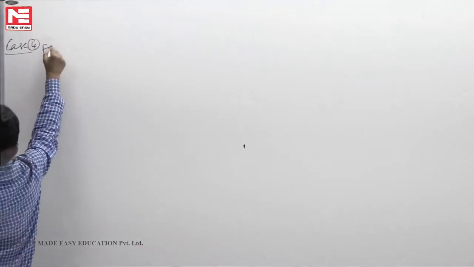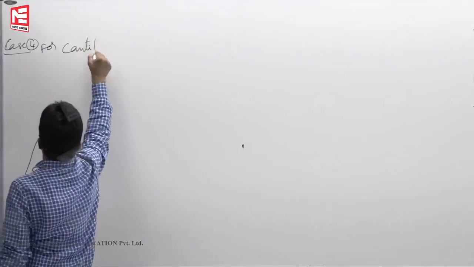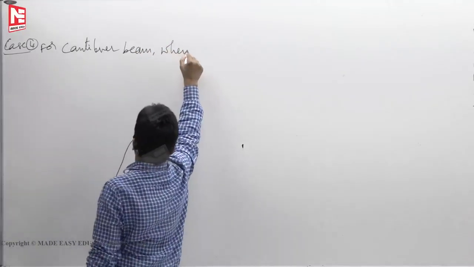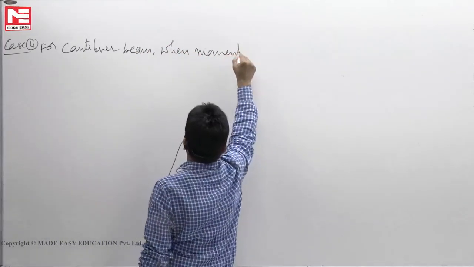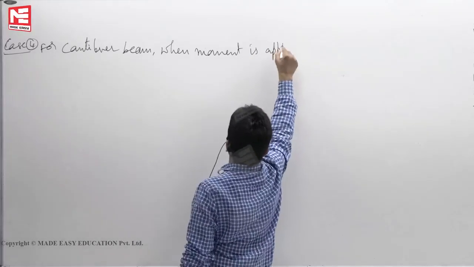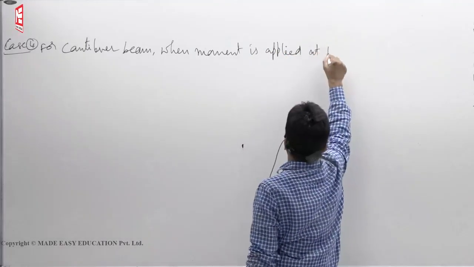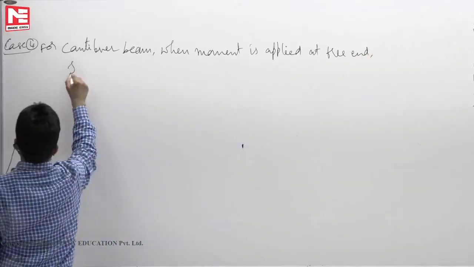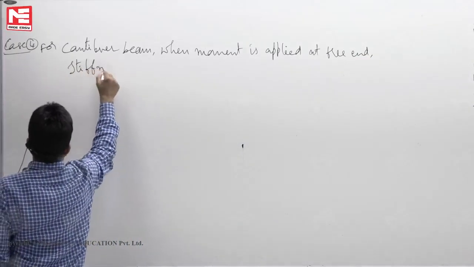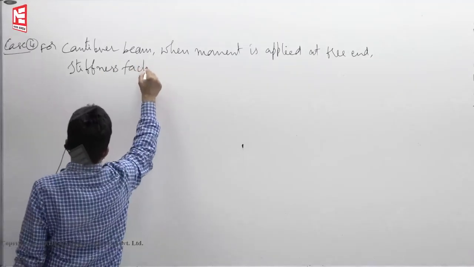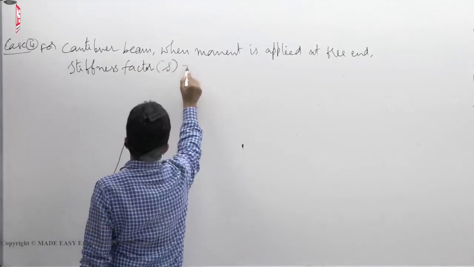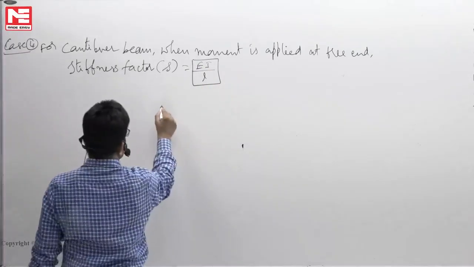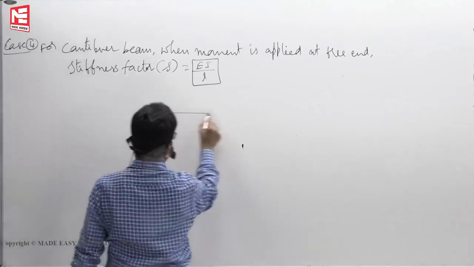Case 4. For cantilever beam, when moment is applied at free end, stiffness factor S is equal to simply EI by L. Why like that? This is what we have learnt.